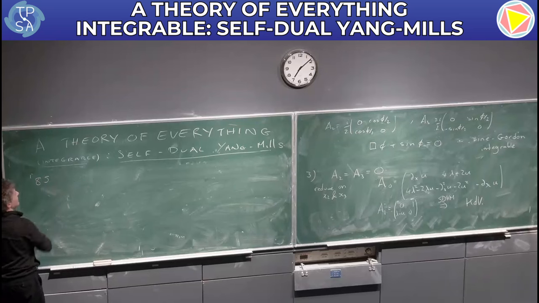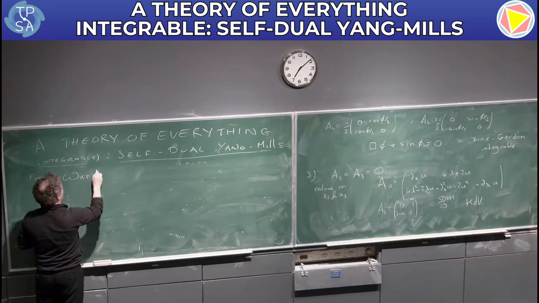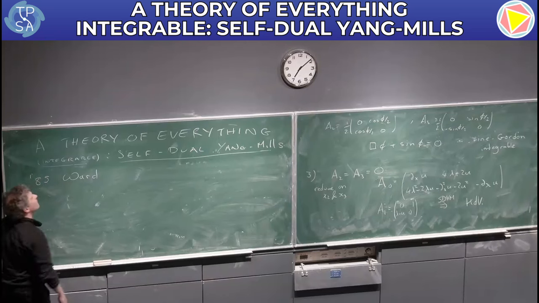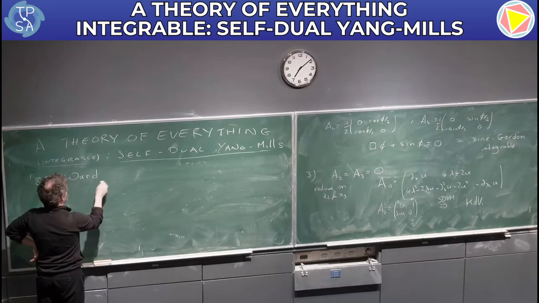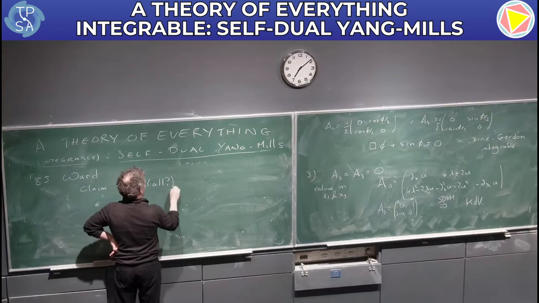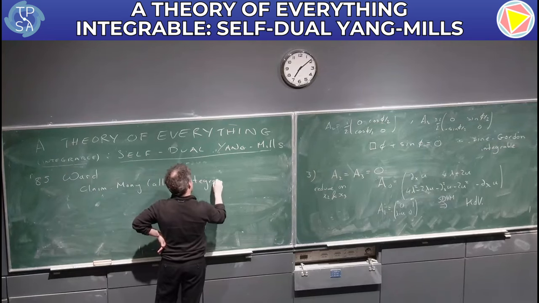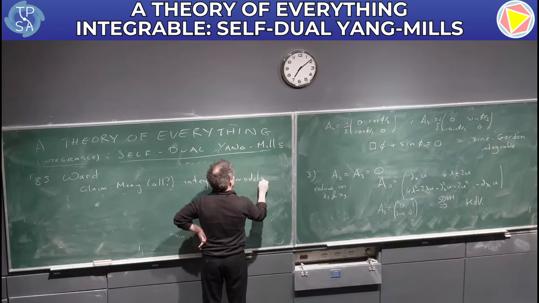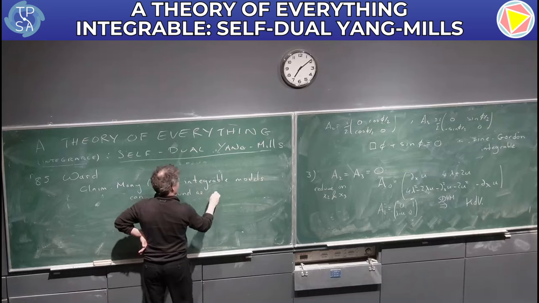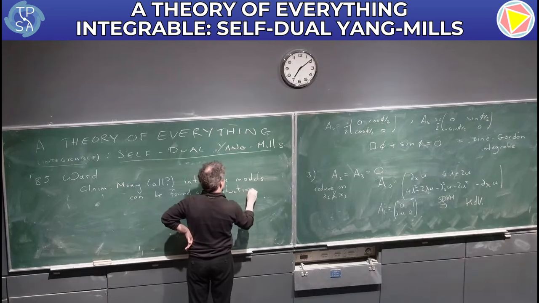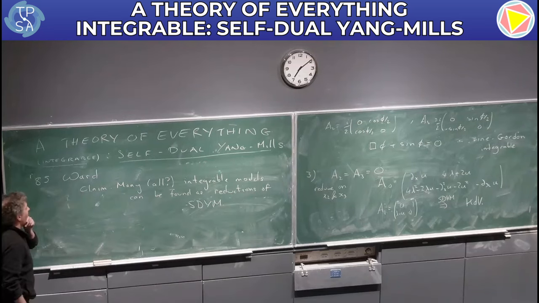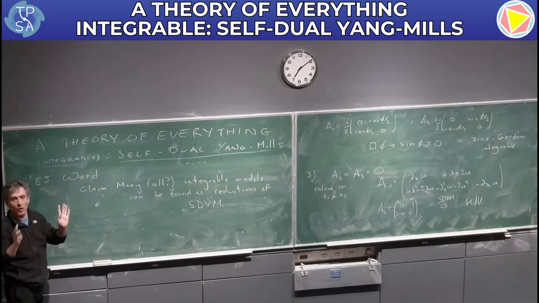So in 1985, there's a proposal by Ward, who's an English mathematician. He actually, I guess, was here in Trinity briefly, prior to this, I think in the 70s. And so his claim: many, all integrable models can be found as reductions of self-dual Yang-Mills. And so in this sense, self-dual Yang-Mills is a theory of all things integrable.